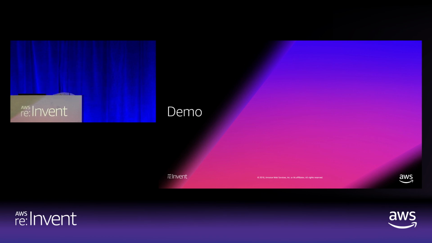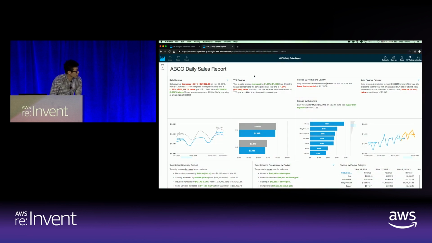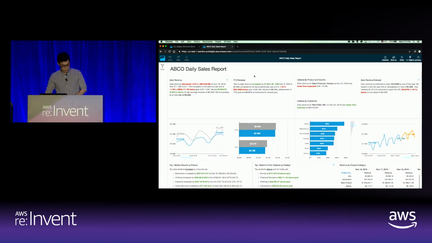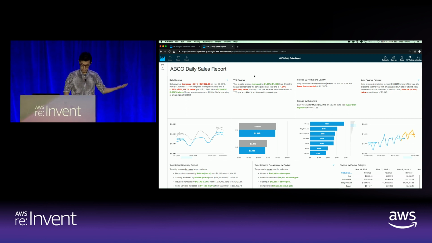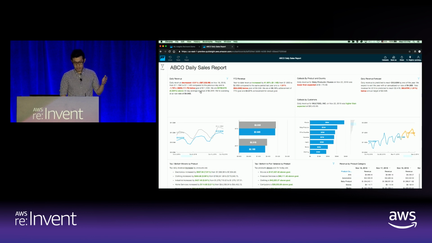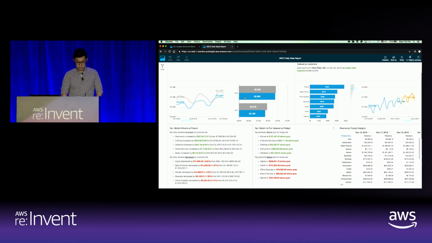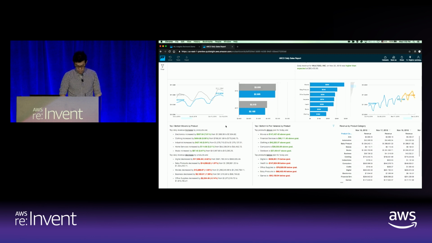Let me switch. All right. So here is a pre-built dashboard that I've prepared for this session. This is what I showed you in the slides before. You'll see the natural language aspect is very deeply integrated within the dashboard experience. You can see what the daily revenue looks like, what the year-to-date revenue is, and top and bottom movers by product. How does it compare to goals?